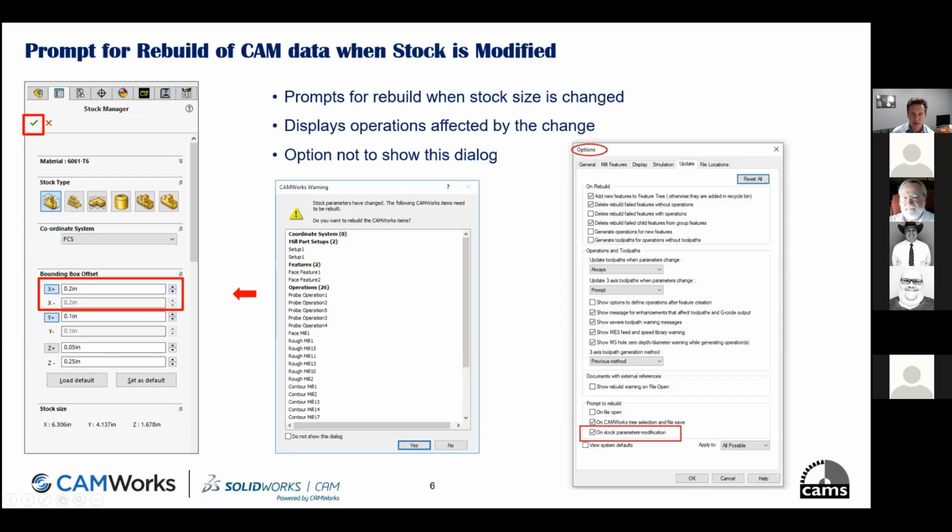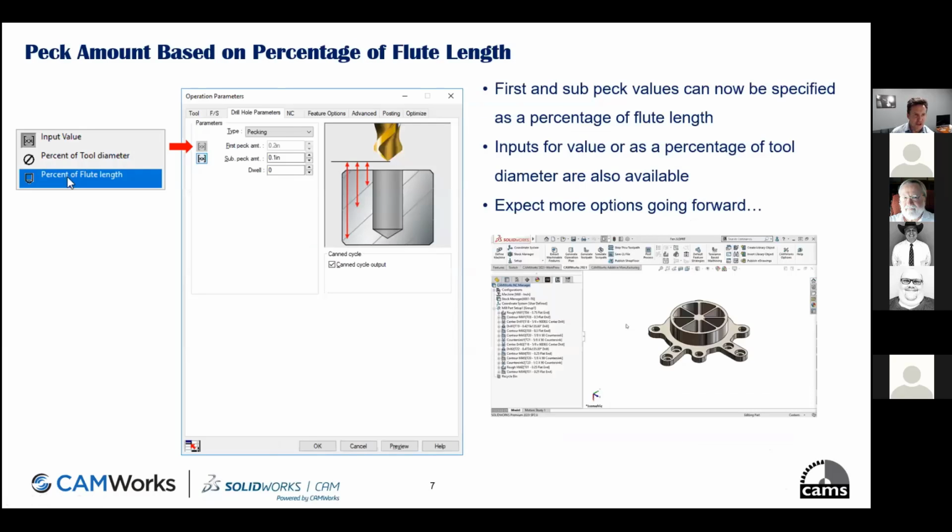And so next up, we're going to look at some drilling changes. So now what we've done is allowed the PEC amount to be based on the percentage of the flute length. And so we'll watch a quick video on how that works as well.